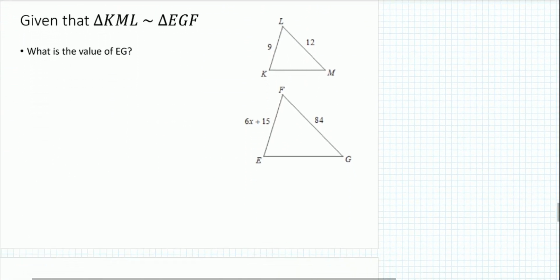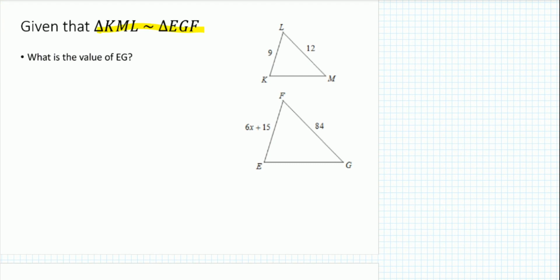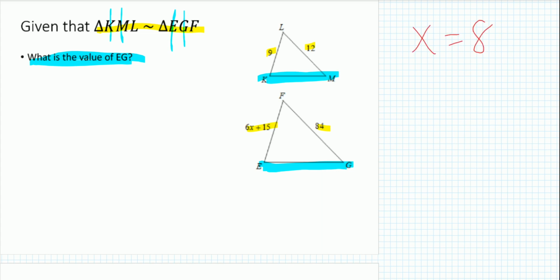So if you notice here, it's the exact same problem, right? I haven't changed anything, the same numbers. The only thing I've changed is the directions. So what is the value of EG? So EG is this bottom one, but if you notice, EG is the first two letters. So the first two letters are K and M. So these two. So I know that x is equal to 8, and I know that my scale factor going from small to big is times 7.